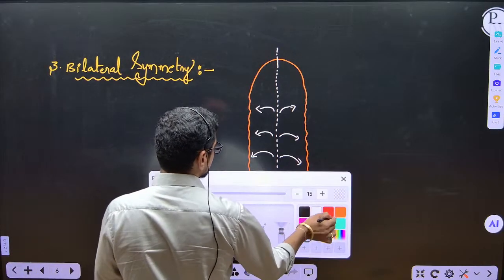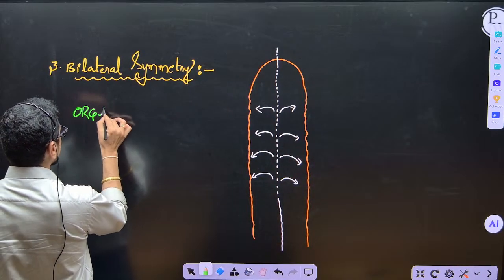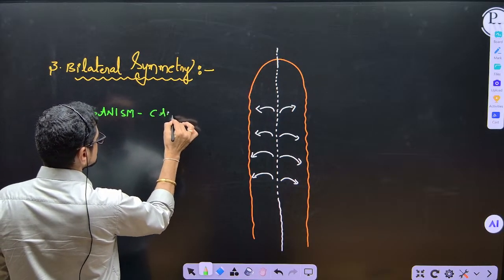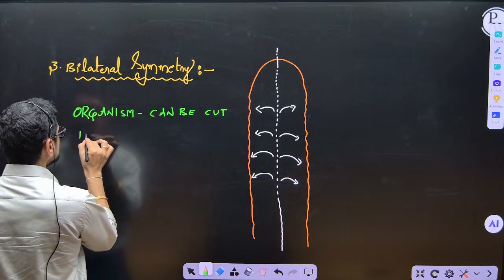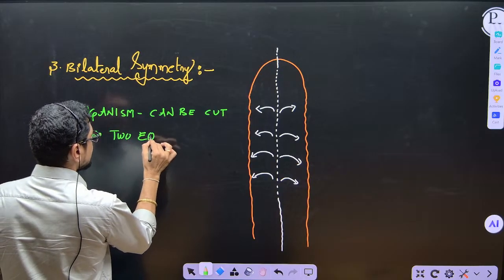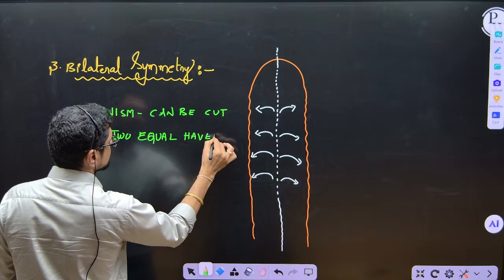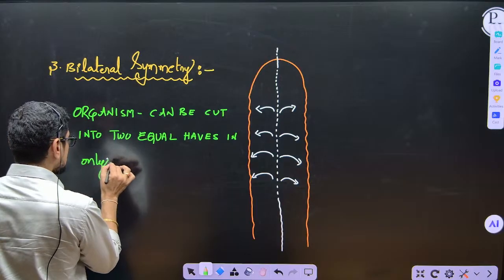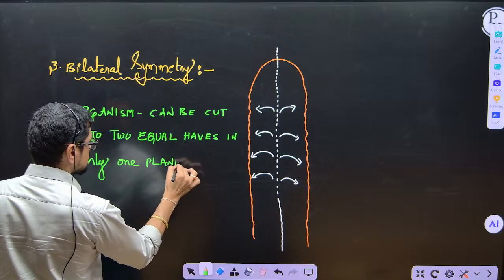So let me write the definition here. Bilateral symmetry: the organism can be cut into two equal halves. This is very important. The organism can be cut into two equal halves in only one plane. Only one plane.